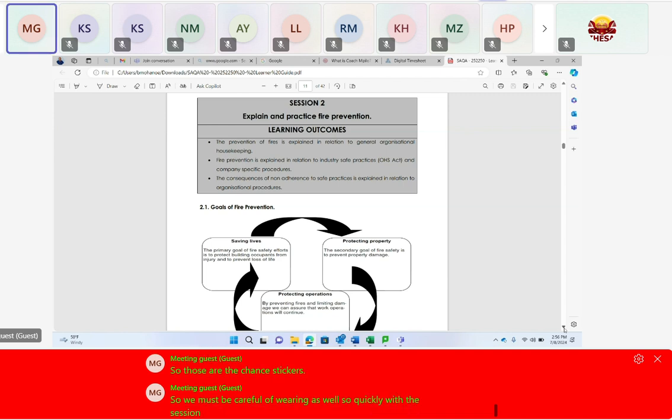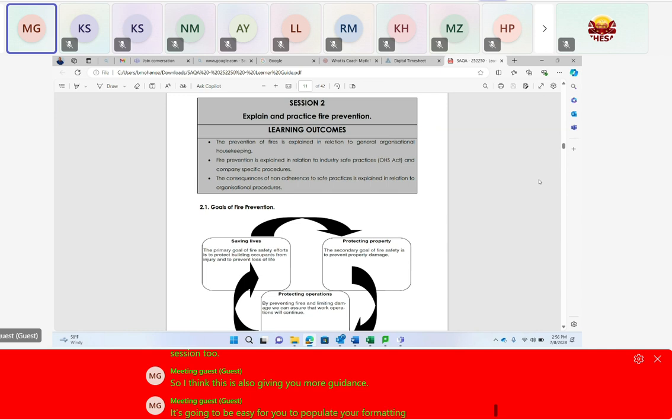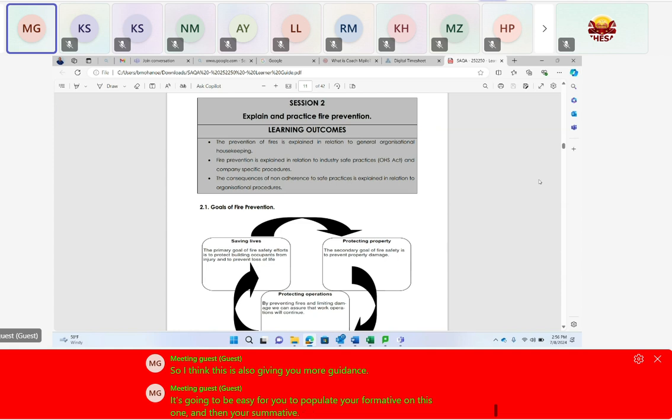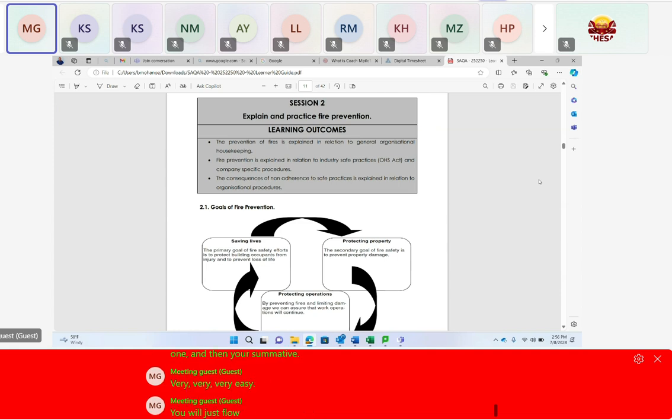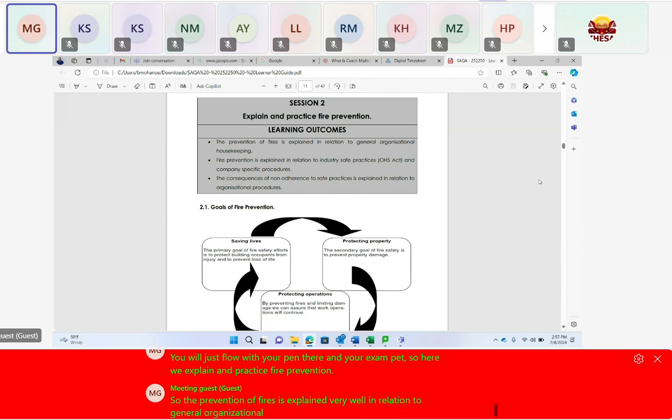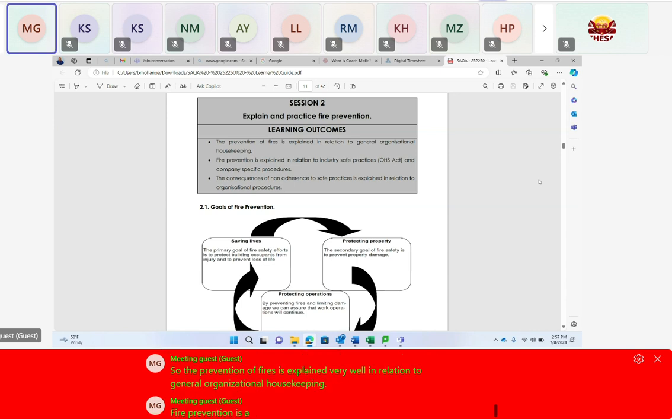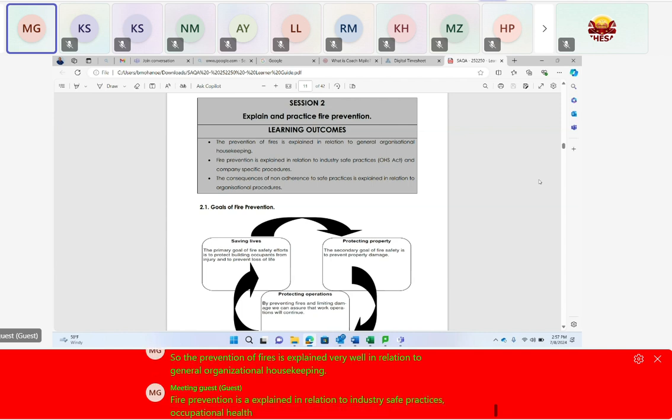So quickly with session 2, I think this is also giving you more guidance. It's going to be easy for you to populate your formative and your summative. Very, very easy. You will just flow with your pen there and your exam pad. So here we explain and practice fire prevention. The prevention of fires is explained very well in relation to general organizational housekeeping. Fire prevention is explained in relation to industry, safe practices, the Occupational Health and Safety Act, and company specific procedures.